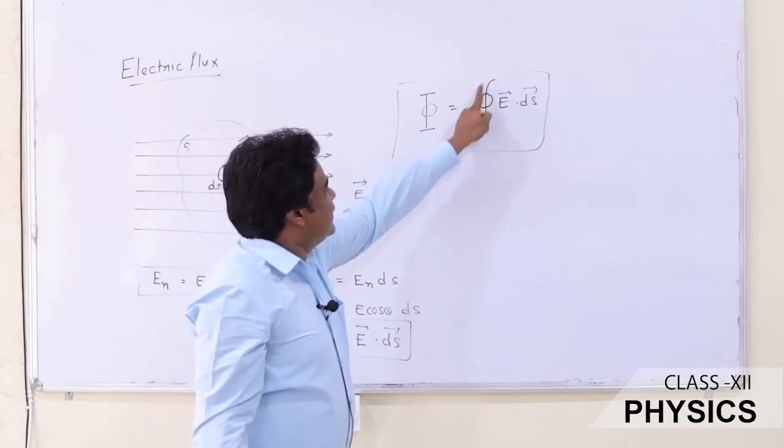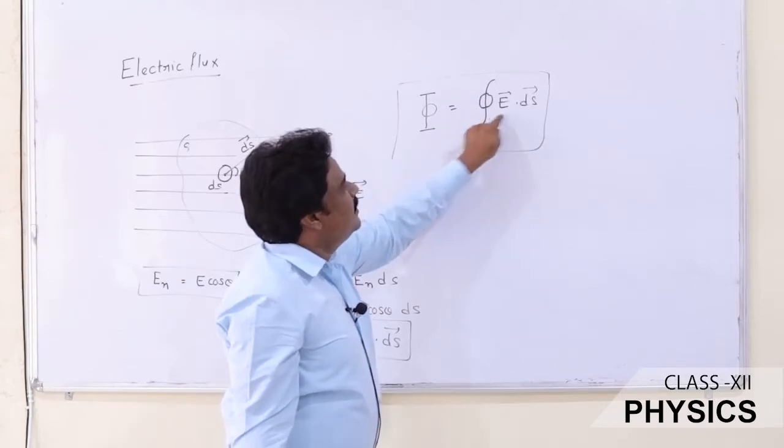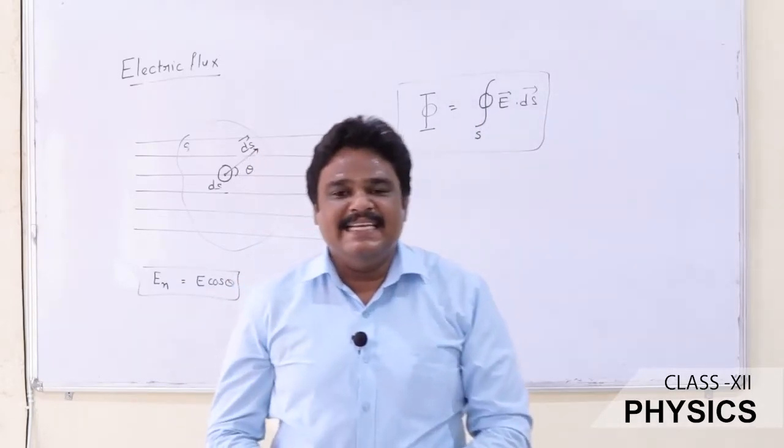What do you mean by this? It is an integral, that is a surface integral. What do you mean by this circle? Over the closed loop, the dot product of E vector and ds vector.